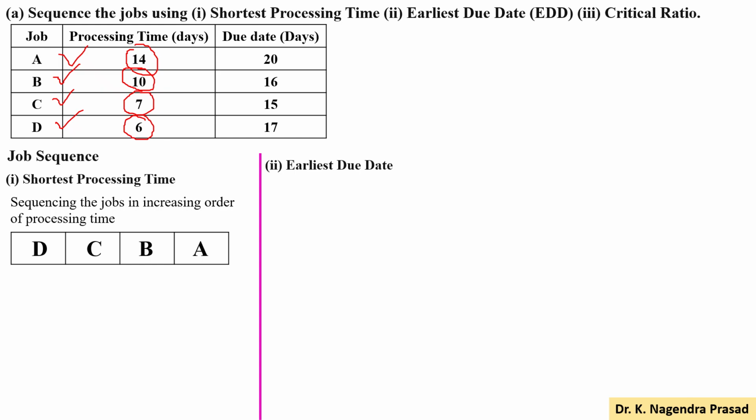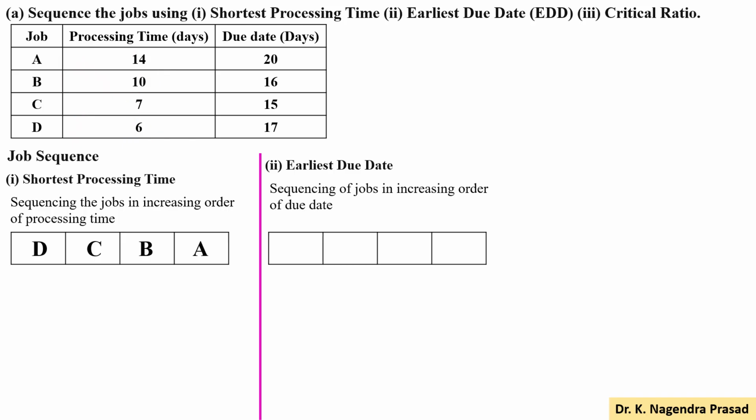In the earliest due date rule, we sequence the jobs in increasing order of due date. For this, we have to observe the due date of each job. So write down the boxes here. Then we have to observe which job has the minimum due date. Here 15 days is the minimum due date, for job C. So first we place job C in the job sequence.